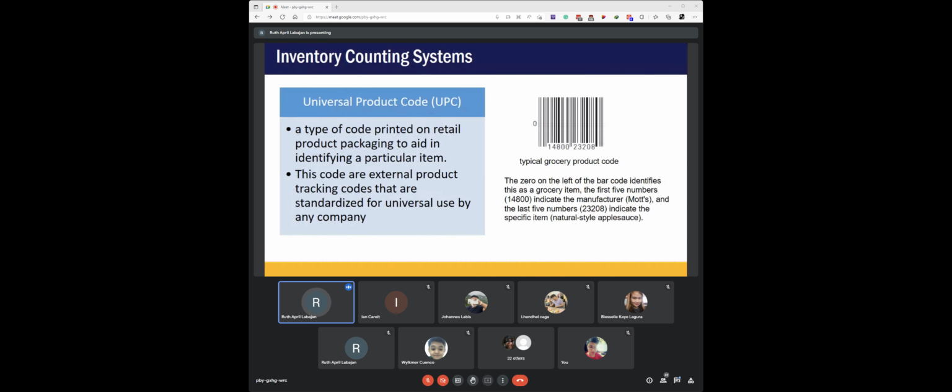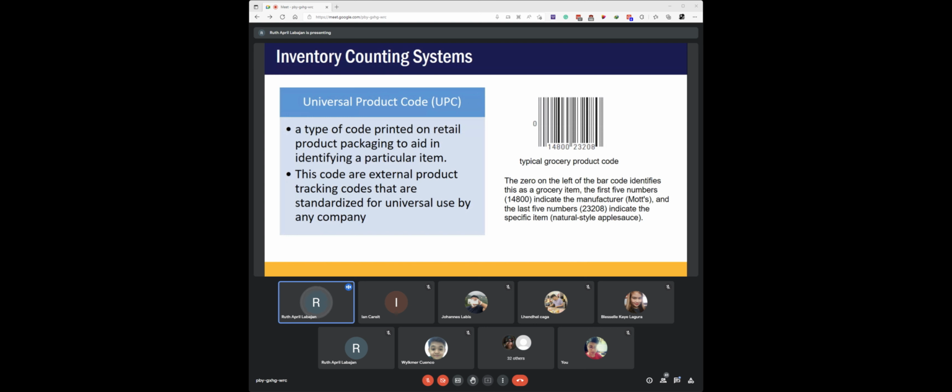Then the second inventory counting system is the universal product code. The universal product code is basically a barcode, okay? As you can see on the right. So it's a type of code printed on the product packaging, so that you will know what type of product it is. Okay, so it contains information on the product. This code are external product tracking codes that are standardized for universal use by any company. Meaning to say, the universal product code is there so that the manufacturer can be able to track kung asa napadulong ang ilahang product.